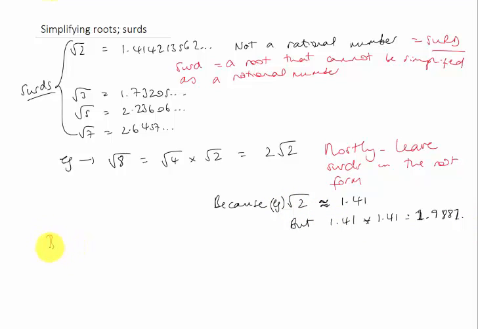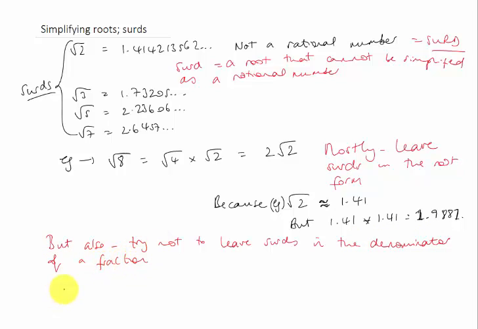Okay, so in general you want to leave surds in the root form. But also, as you're doing that, it's considered good practice not to leave surds in the denominator of a fraction. So for example, if we ended up doing a calculation and our answer says 3 over square root of 2, then we'd want to change that to get rid of this surd in the denominator.